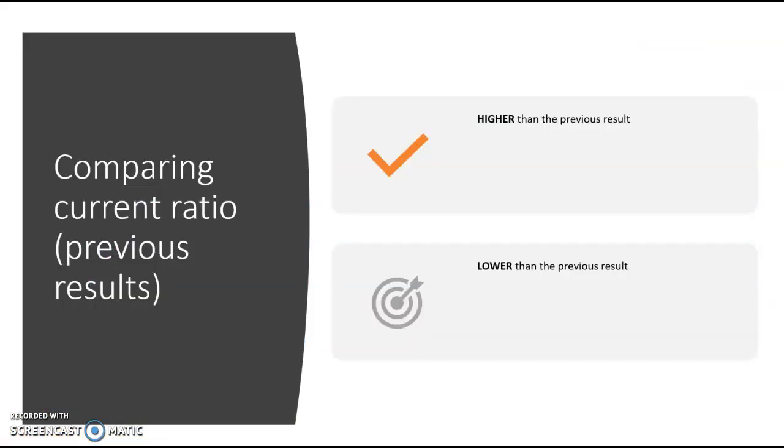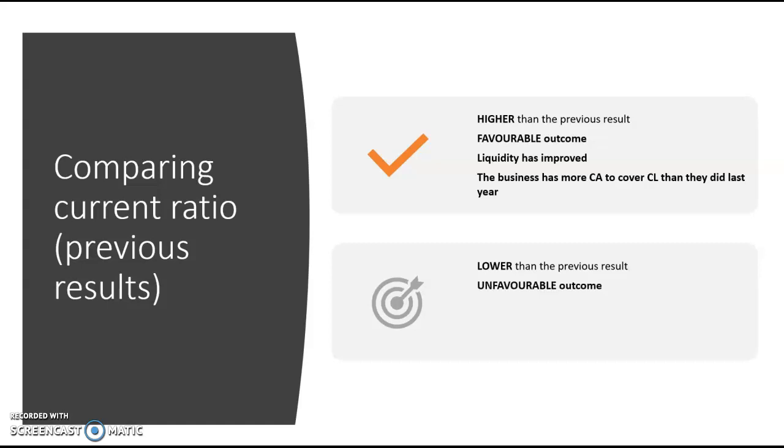When we're comparing the current ratio to previous results, a result that is higher than last year is a favourable outcome for the business. This means that liquidity has improved and the business now has more current assets to cover current liabilities than they did last year. However, a result that is lower than last year is an unfavourable outcome for the business. It means that liquidity has actually deteriorated over the year, because the business now has less current assets than they did before to cover their current liabilities.